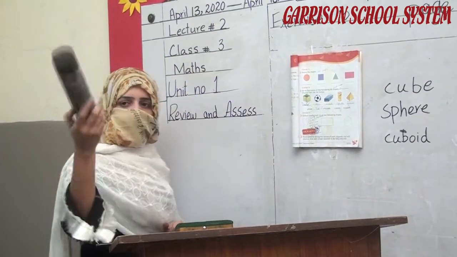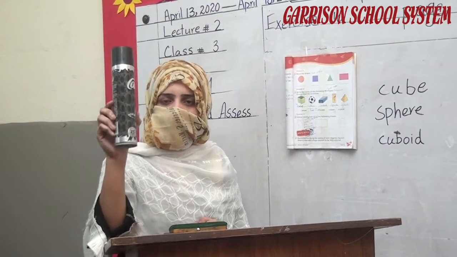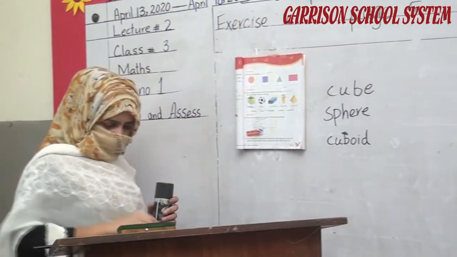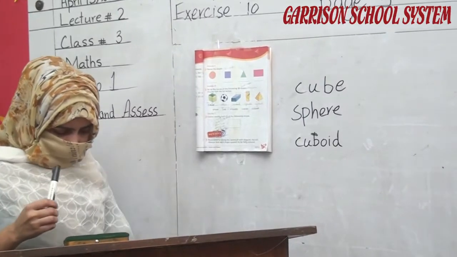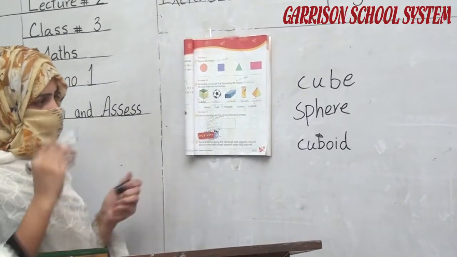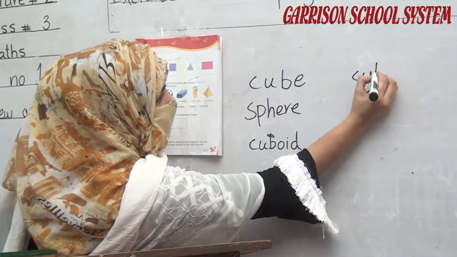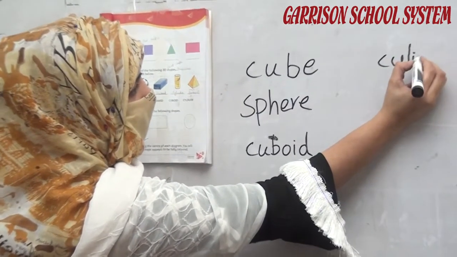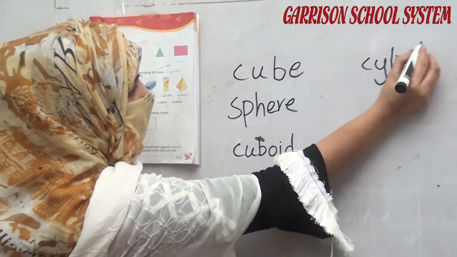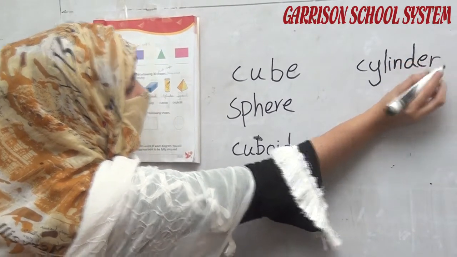What is the name of this shape? This shape's name is cylinder. C-Y-L-I-N-D-E-R. Cylinder.